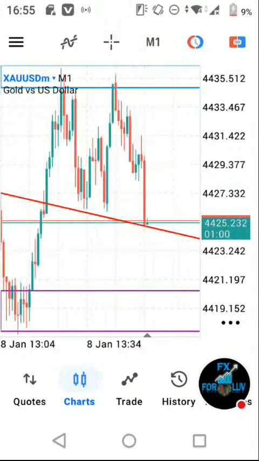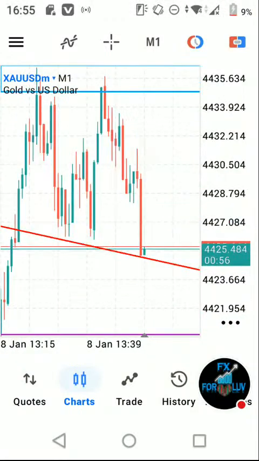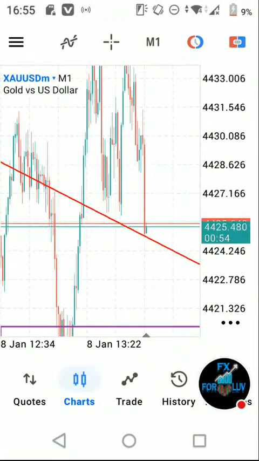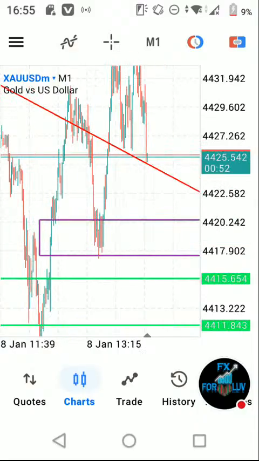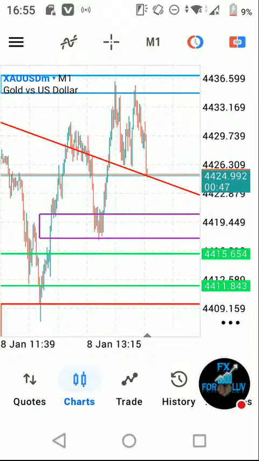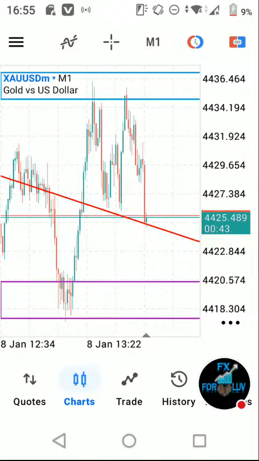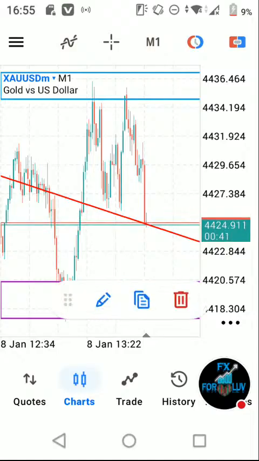M1, I still expected drops. I don't think that candle has to create a wick. As I told you, it cannot just. So I'm looking at around somewhere down here.